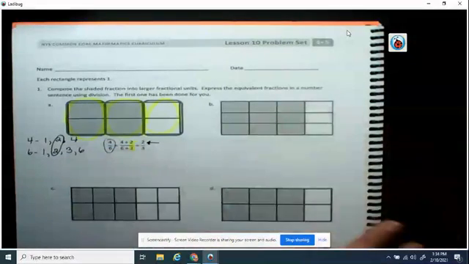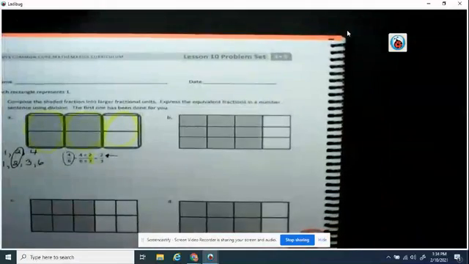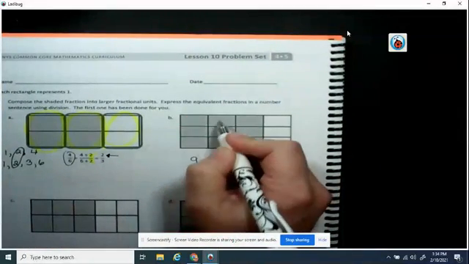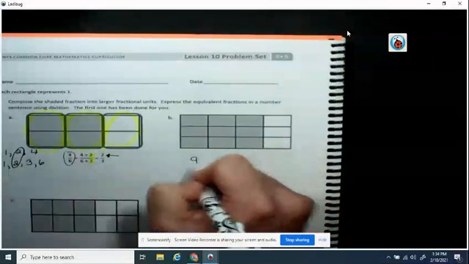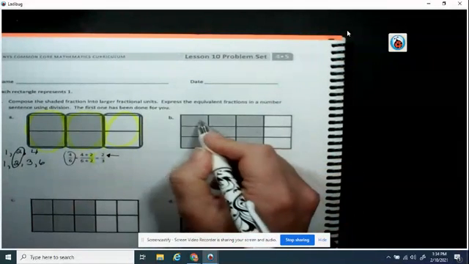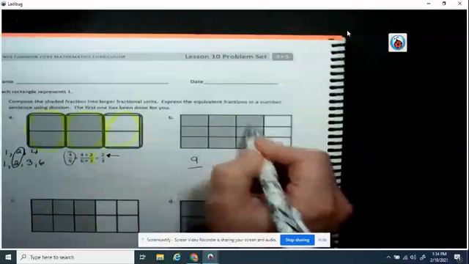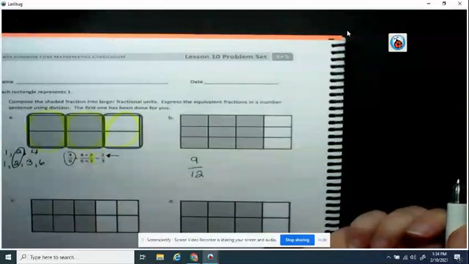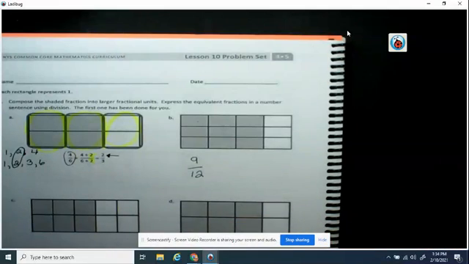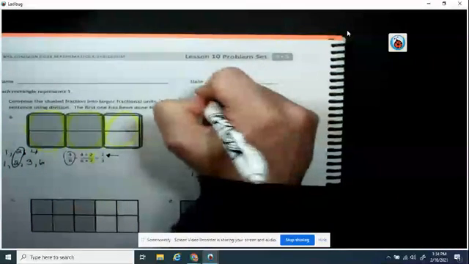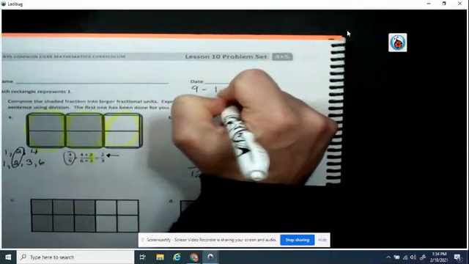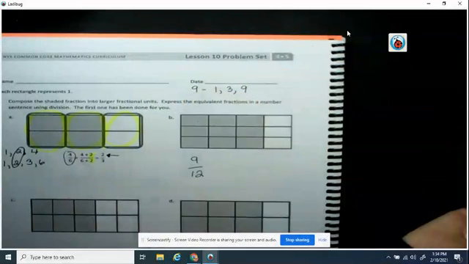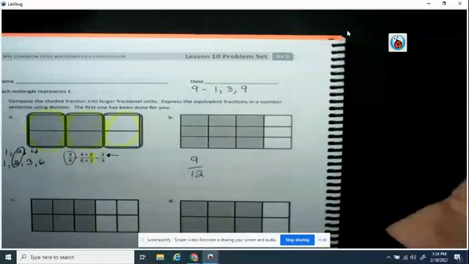Okay, let's look at this next one. So this has 9 pieces, 1, 2, 3, 4, 5, 6, 7, 8, 9, out of a total of 1, 2, 3, 4, 5, 6, 7, 8, 9, 10, 11, 12. 9 pieces out of 12. So if I think about this fraction and my factors of 9, I could divide by 1, I could divide by 3, and I could divide by 9. Those are the only ways that I can divide by 9.